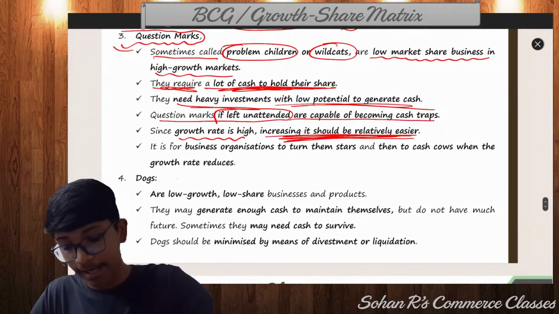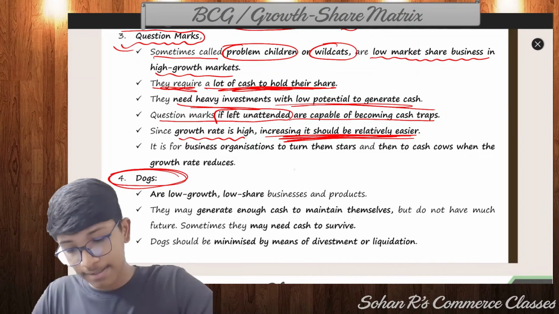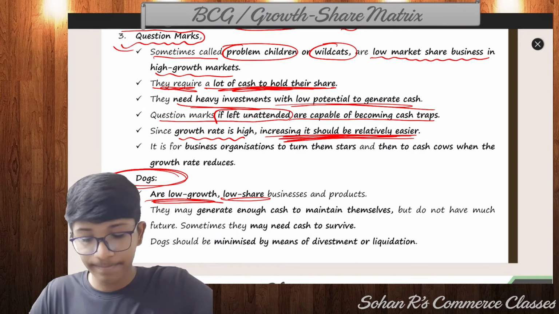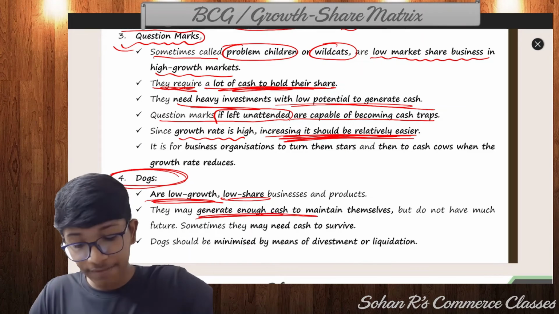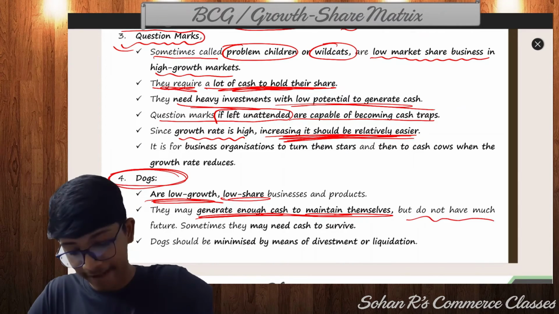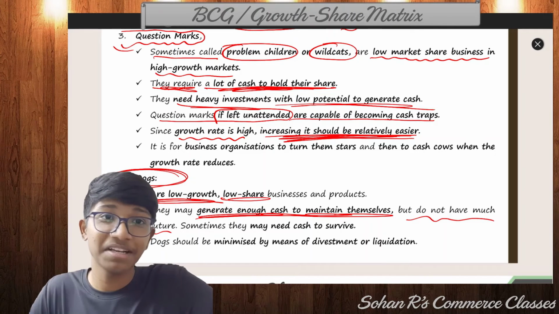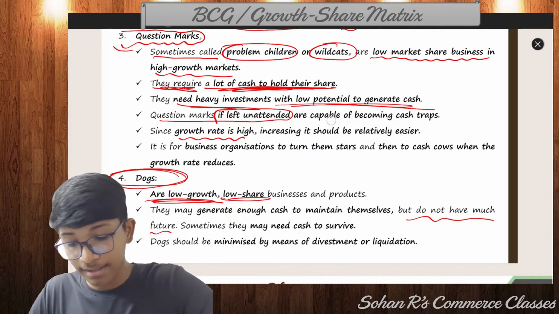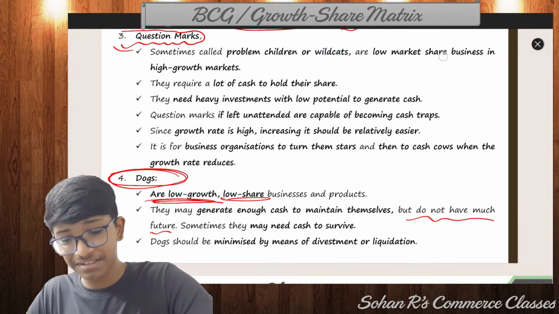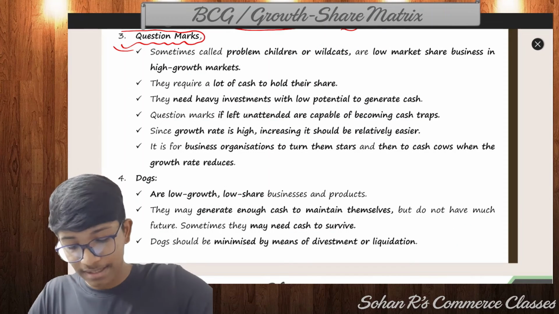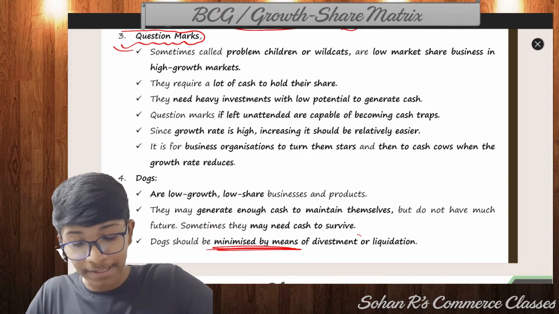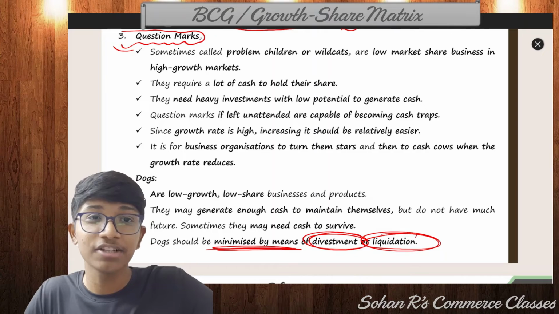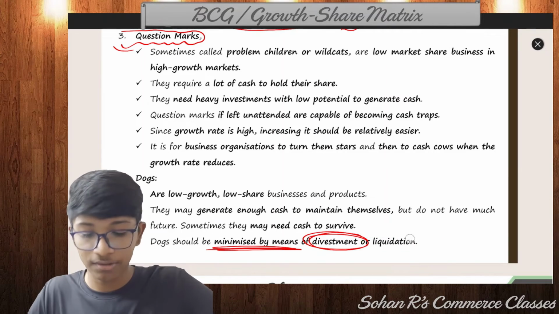All right. Last category is the dogs. They are low growth, low share. They generate enough cash to maintain themselves but do not have much future. Sometimes they may need cash to survive. I think that's basic stuff you can understand by just reading it. Loss should be minimized by means of divestment or liquidation. Divestment basically means selling it to someone, and liquidation is shutting down.